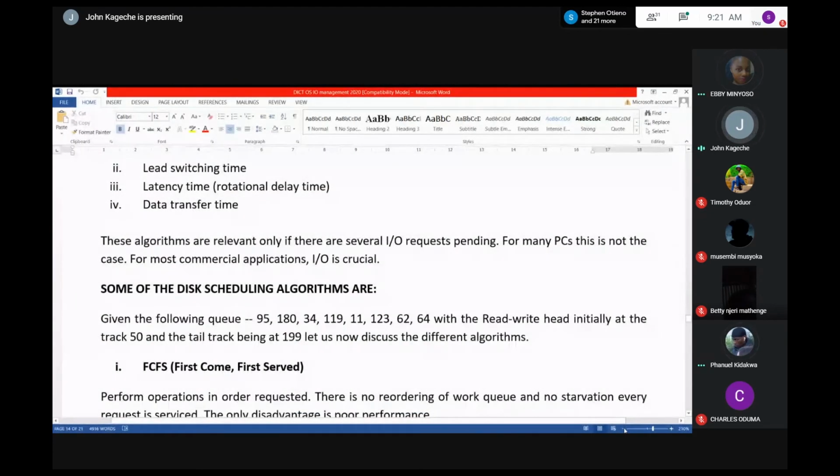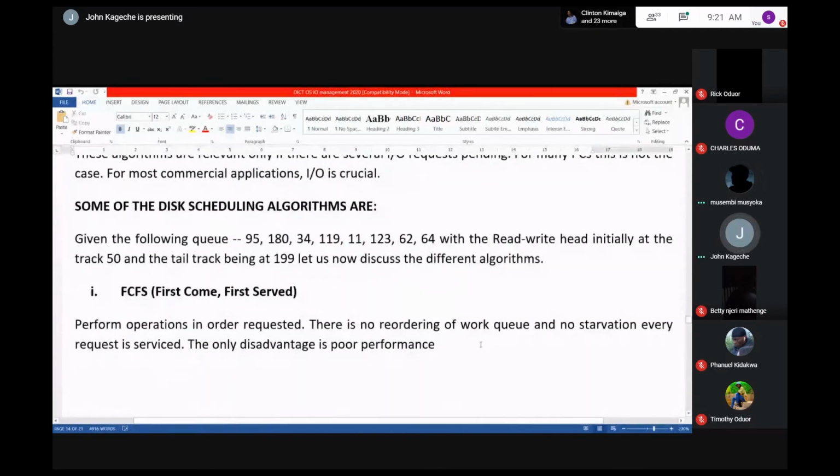Yes. Now we are saying that they are what we refer to as the disk arm scheduling algorithm. How does the read-write head make decisions? For example, we have a number of requests in the queue. I'm just giving this example: you're given the following tracks to be accessed: track number 95, 180, 134, 119, 11, 23, 62, 64.